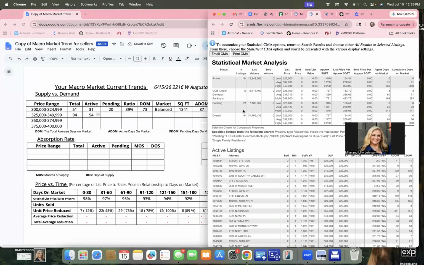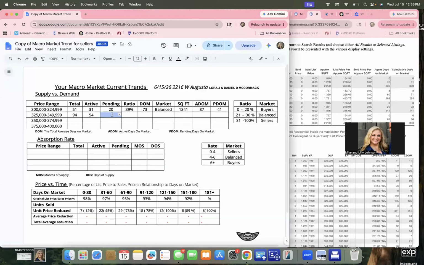54. Okay, and then pending, I got 21 plus 19. Mike's here now, but he's on the phone, so I still can't have him do my math. So I need my calculator. So if I did it right, it's 40 is my pending. And then same thing, I do my pending divided by the total. So I'm going to take 40 divided by 94 to get my ratio. That's 43%. It was actually 0.425555. I'm rounding out 43%, right?